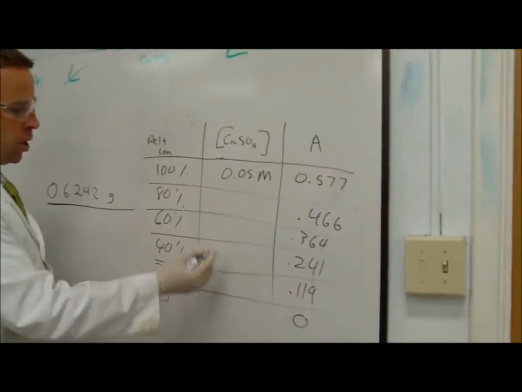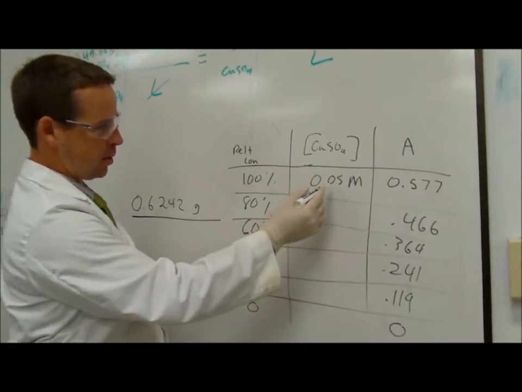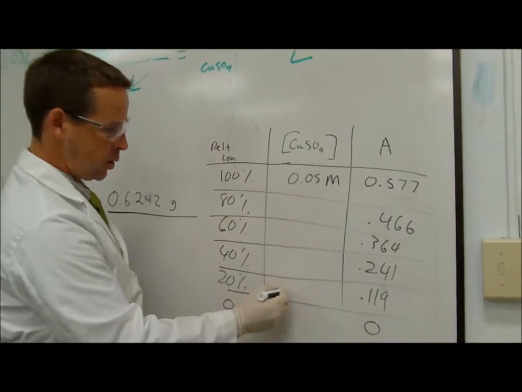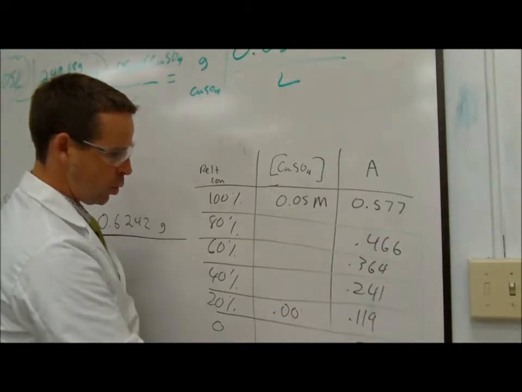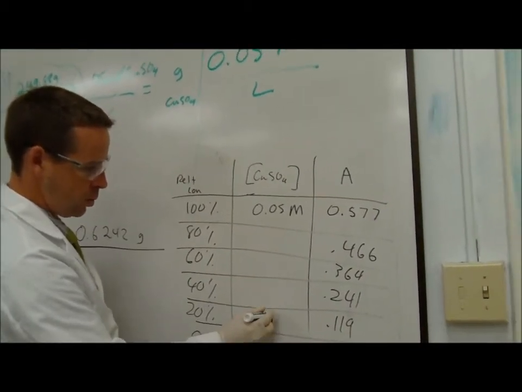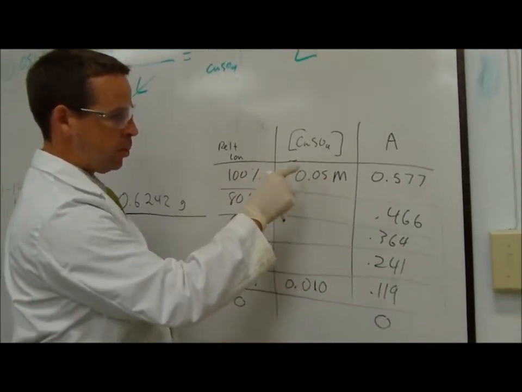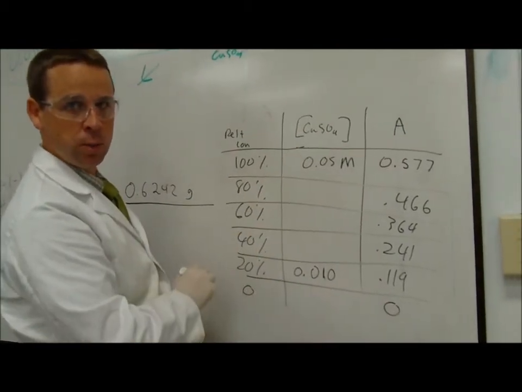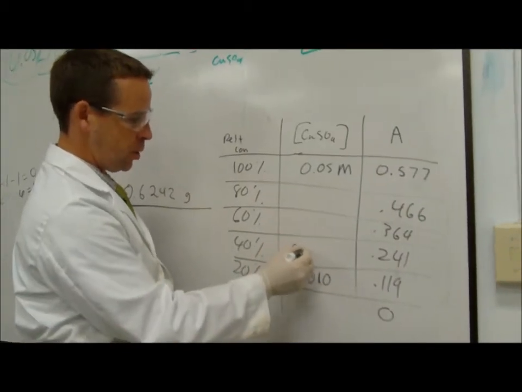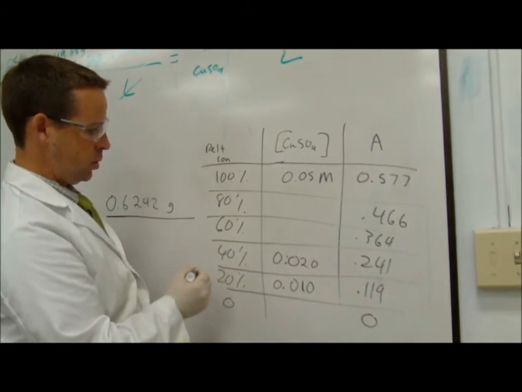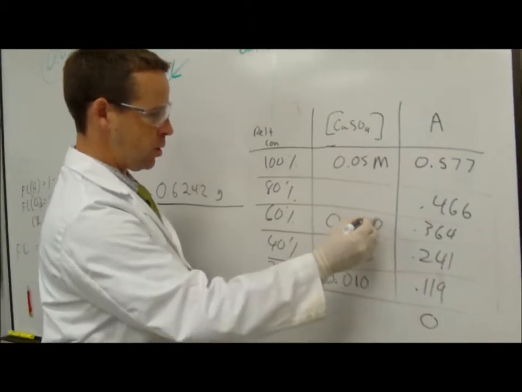All right, the concentrations of those. Well, 20% of this value here, 10% would be 0.005, so 20% is 0.010, right? So 40% is 0.020, right? 60% must be 40 plus 20%, which is 0.030.